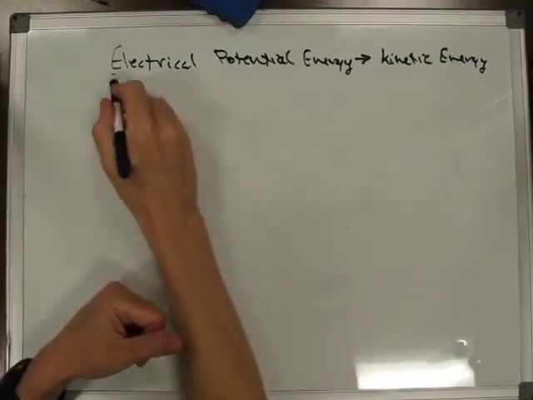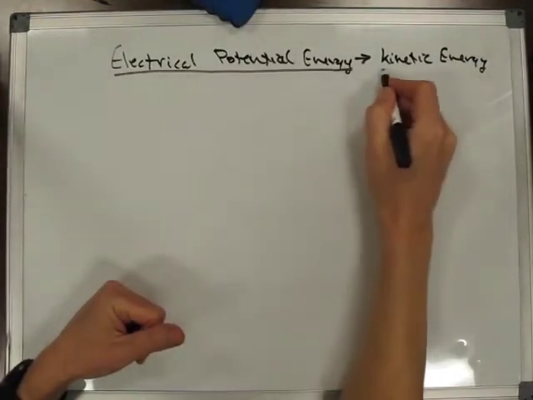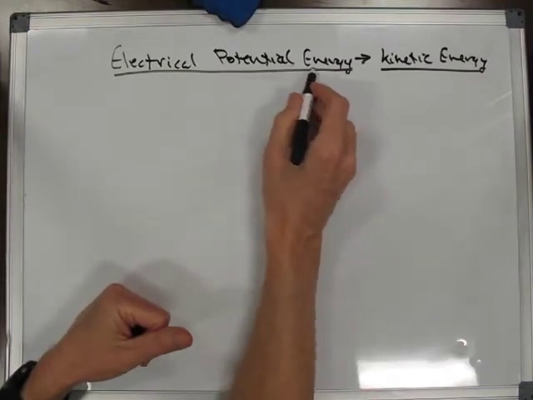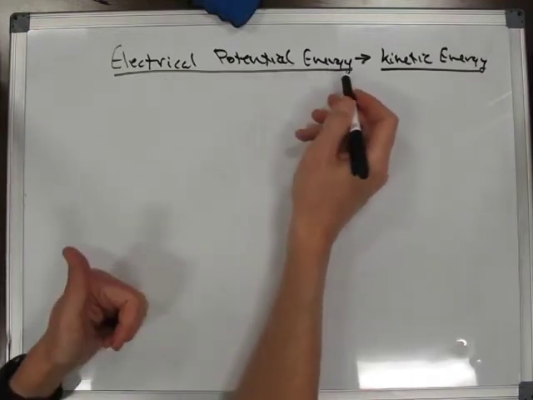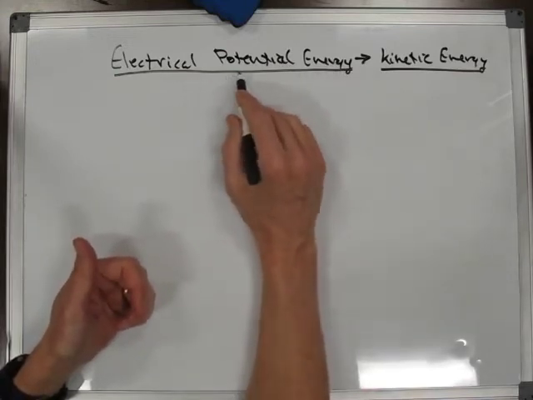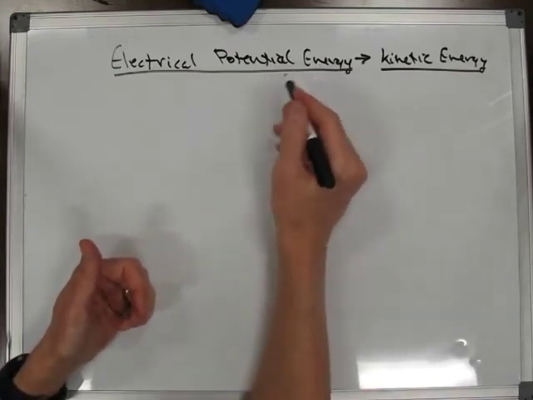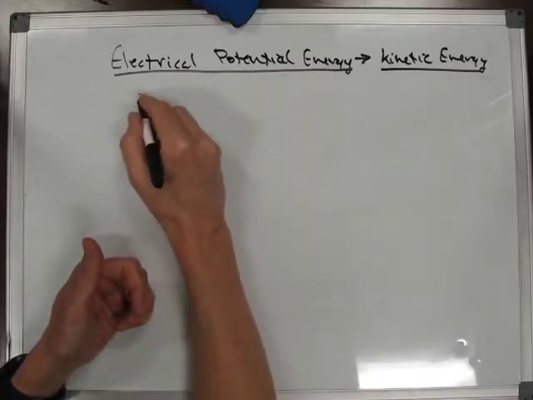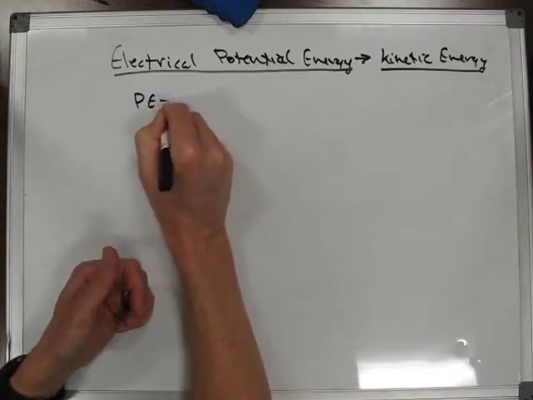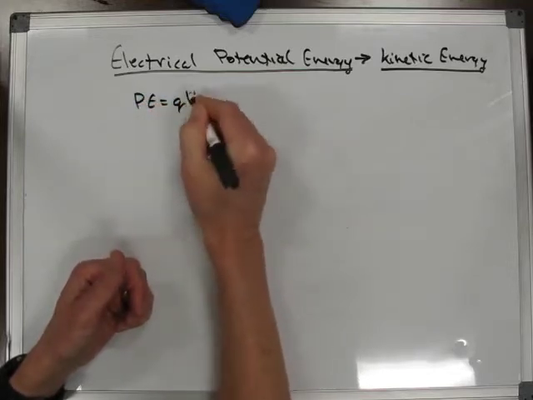So let's talk a little bit about electrical potential energy and kinetic energy. We talked about electric potential, which is voltage, but electrical potential energy is just potential energy that's electrical, as opposed to, say, potential energy that's gravitational. And so we already said that potential energy is the charge times the voltage.